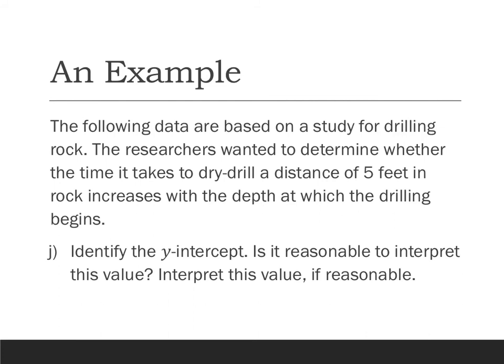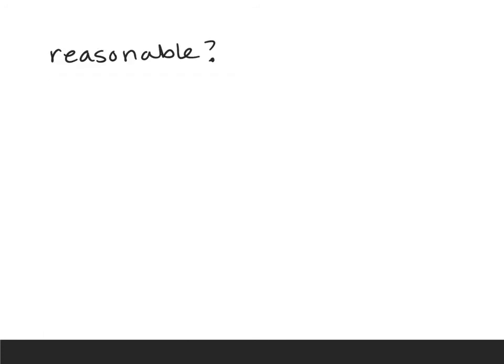And then finally, we want to be able to identify the y-intercept. That part's easy because just like identifying the slope is going to be the one with the variable, the y-intercept is going to be the one without the variable. It's going to be the constant term. The hard part is to know whether or not it's reasonable to interpret the y-intercept. And for this problem, if it is reasonable, we want to interpret it. So what does it actually mean to be reasonable to predict or to interpret the y-intercept?